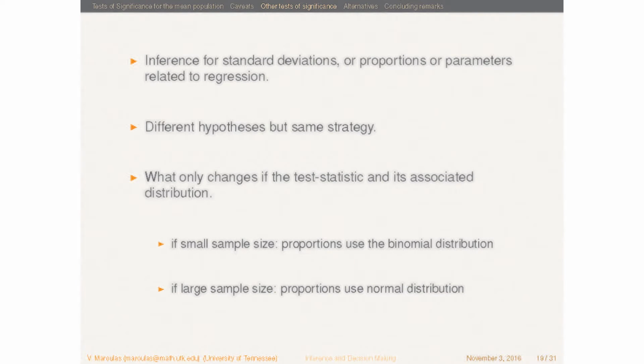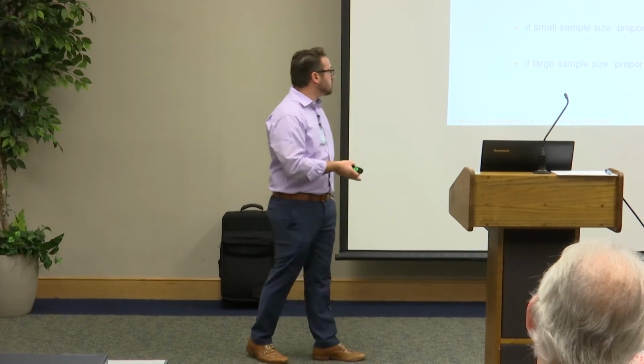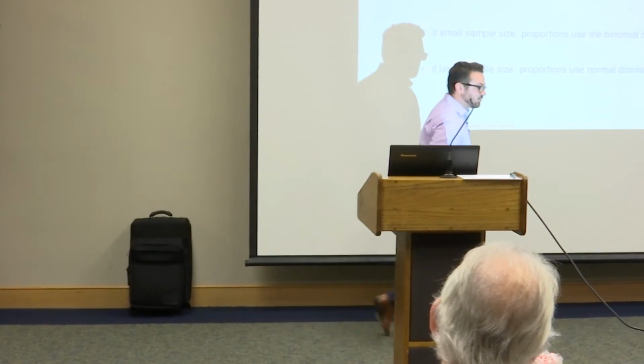Of course, as it was asked before, you don't have to do tests or inference just on means. You may want to examine standard deviations or proportions or parameters related to regression. So the hypotheses are going to be different. However, we are going to follow the very same strategy. What only changes is the test statistic and its associated distribution. For instance, if you have a small sample size and you want to test proportions, you use the binomial distribution, and if you go to a large sample size, then you could safely use the normal distribution again. So to answer your question, this is kind of a discrete approach to the problem.